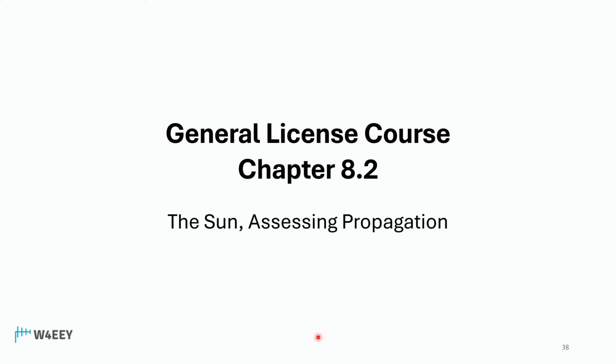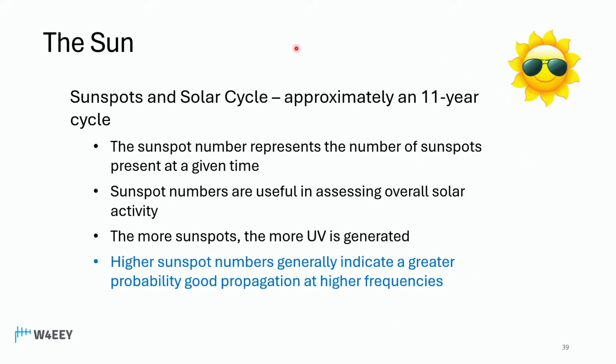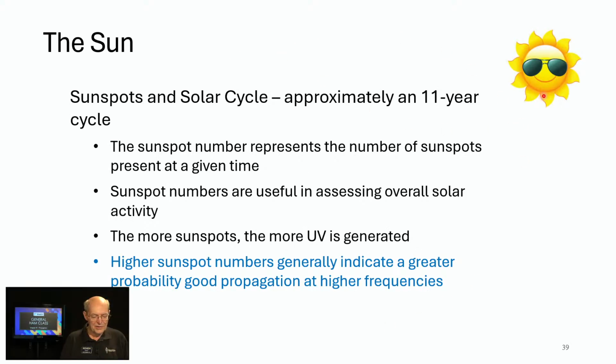All right, we're going to talk about Mr. Sun now and the way that the sun affects propagation. So we've got what are called, notice how happy the sun is, and he's wearing sunglasses. What a good idea that is. So we have what's called the solar cycle.